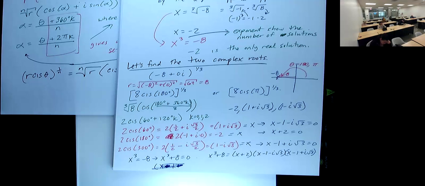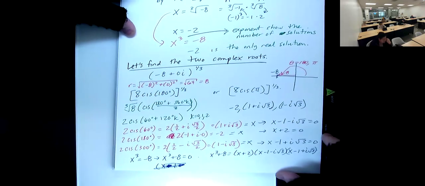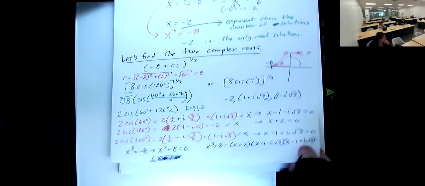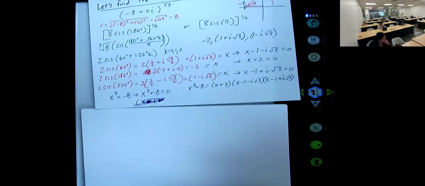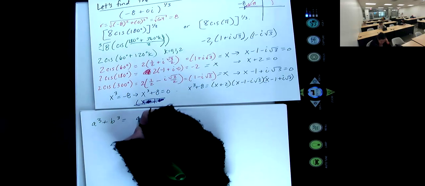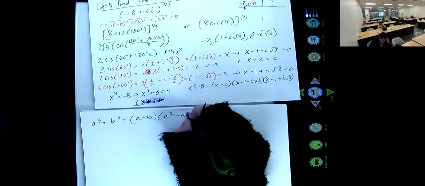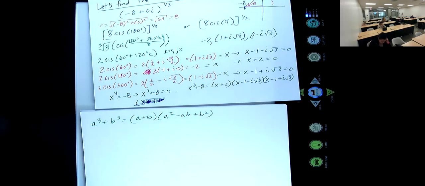This is kind of crazy. We have a formula for the roots of the sum of cubes: a cubed plus b cubed equals a plus b times a squared minus ab plus b squared. That's a formula from algebra.